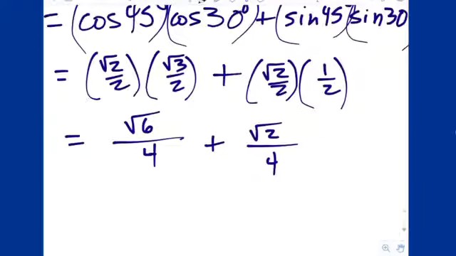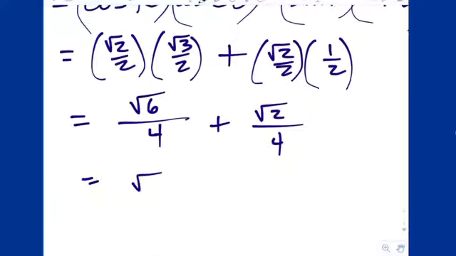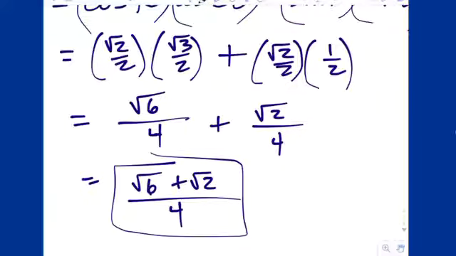And now to combine two fractions, we need a common denominator. Do we have one? We do. So now we can call this the square root of 6 plus the square root of 2 all over 4. And that's as simplified as this one gets. We can't combine those two radicals and call it the square root of 8 because they're unlike radicals. So there is the simplified exact value for cosine of 15 degrees.